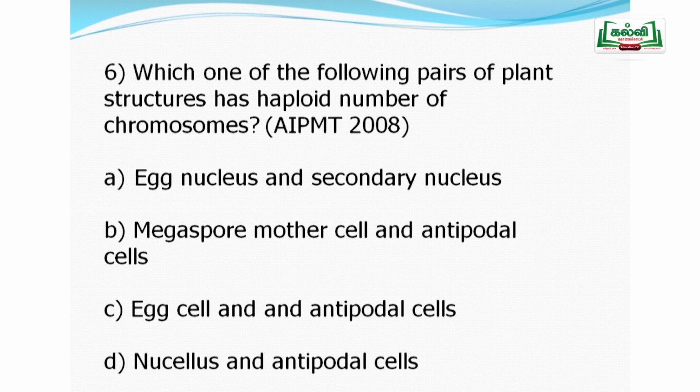Option A, egg nucleus haploid, secondary nucleus diploid. Option B, megaspore mother cell diploid, antipodal cells haploid.